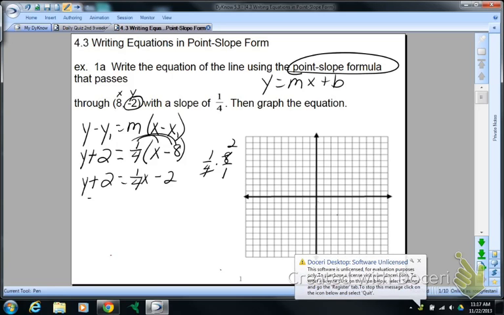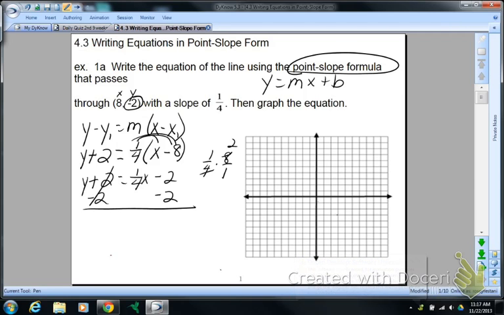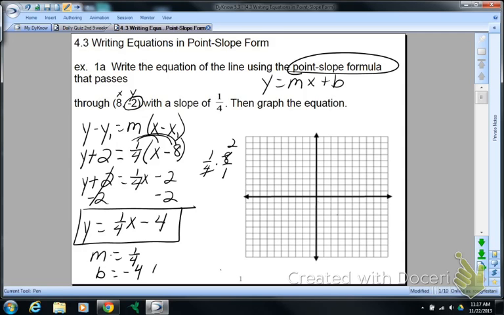Okay, now we're going to subtract 2 on both sides. Our goal is to solve for y. So that's y is equal to 1/4 x minus 4. And it simplifies down to slope-intercept form. From that, if we wanted to graph this, and it tells us to graph, what is your slope? 1/4. What is your b? -4, which is the ordered pair (0, -4).